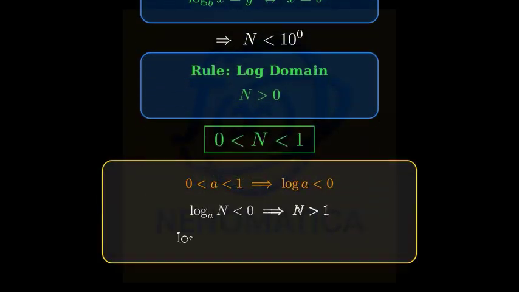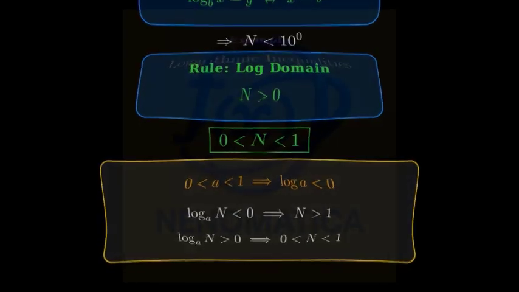Quick recap. For bases between 0 and 1, log of a is negative. That single fact forces the inequality sign to reverse when you clear the base. As a result, log base a of n less than 0 gives n greater than 1, and log base a of n greater than 0 gives 0 less than n less than 1.